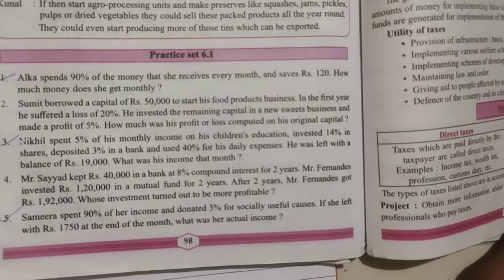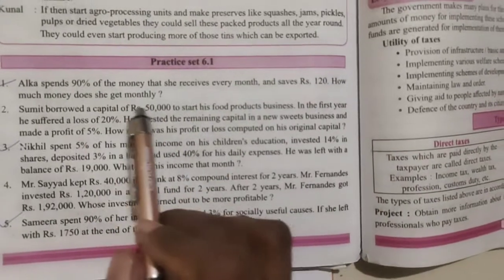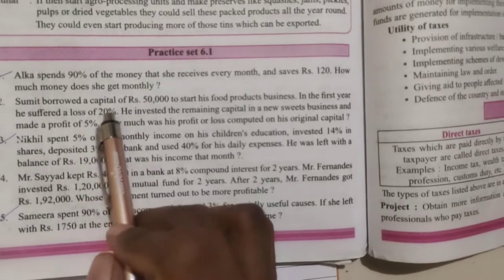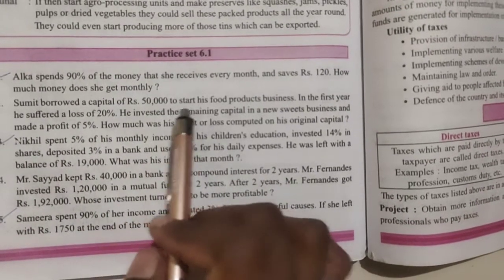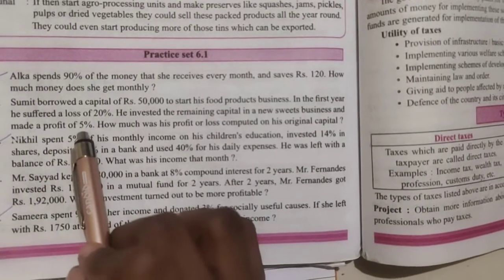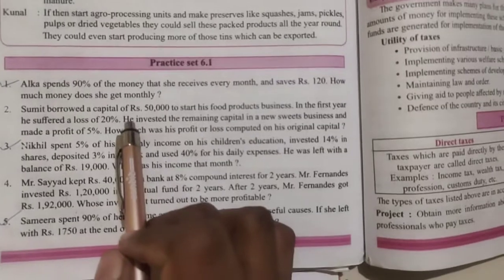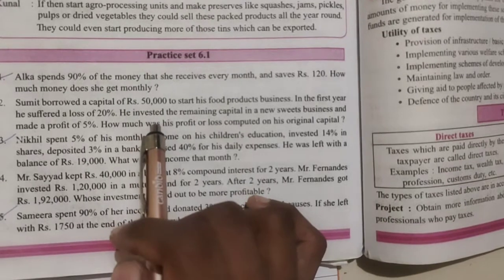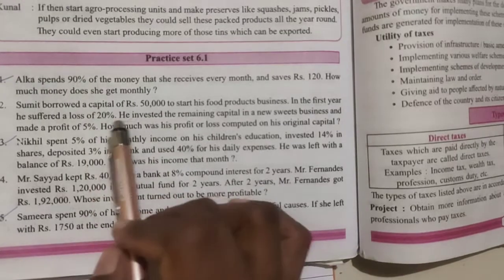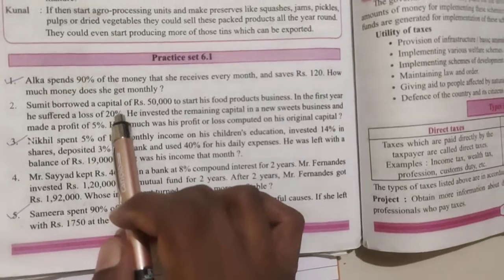Okay, so now how to solve this question? First thing is, we know the original capital, right? 50,000. We know the loss is 20%, and whatever is remaining, that much amount is invested in a new sweet business and he got 5% profit. By using all these conditions we will simplify this problem and see whether he has got a profit or suffered a loss. That we will come to know. First we will simplify the data. So let us start with the solution of this question.